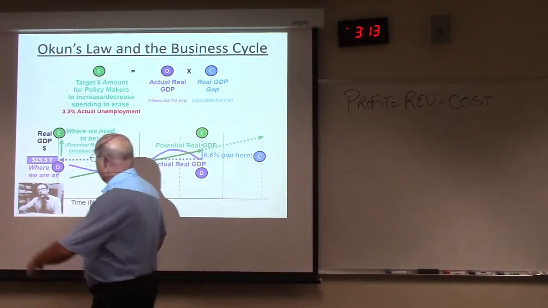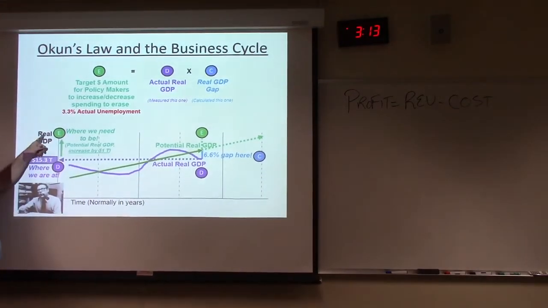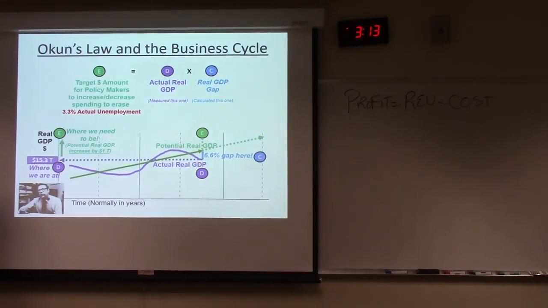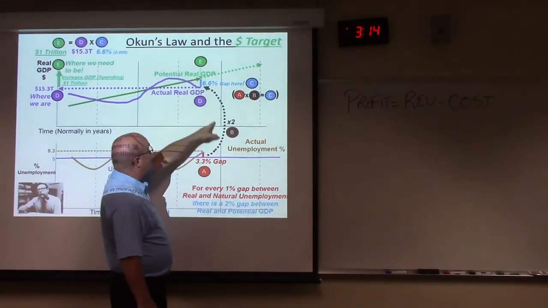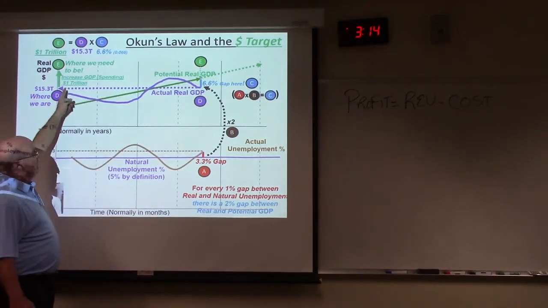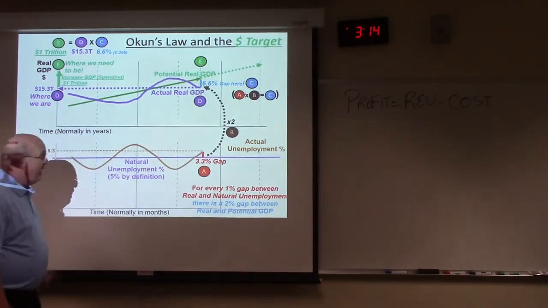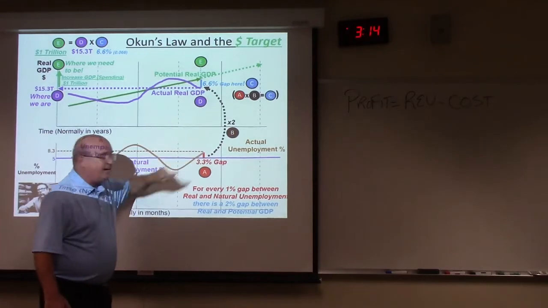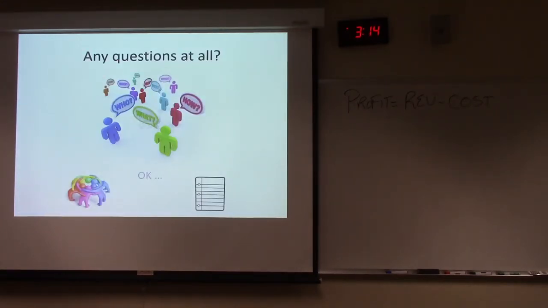6.6% gap. We started at 15.3 trillion. To get up here, we need to increase it by another $1 trillion. That's what we're looking at. That's how we got it. That's what it looks like. This is where Okun came in. 3.3% gap times 2, 6.6%, times the 15.3 trillion. We need $1 trillion to increase us from here to here. And if we do that, unemployment goes from here to here. So now the government has to figure out how much we are going to spend. All right, questions on that one?